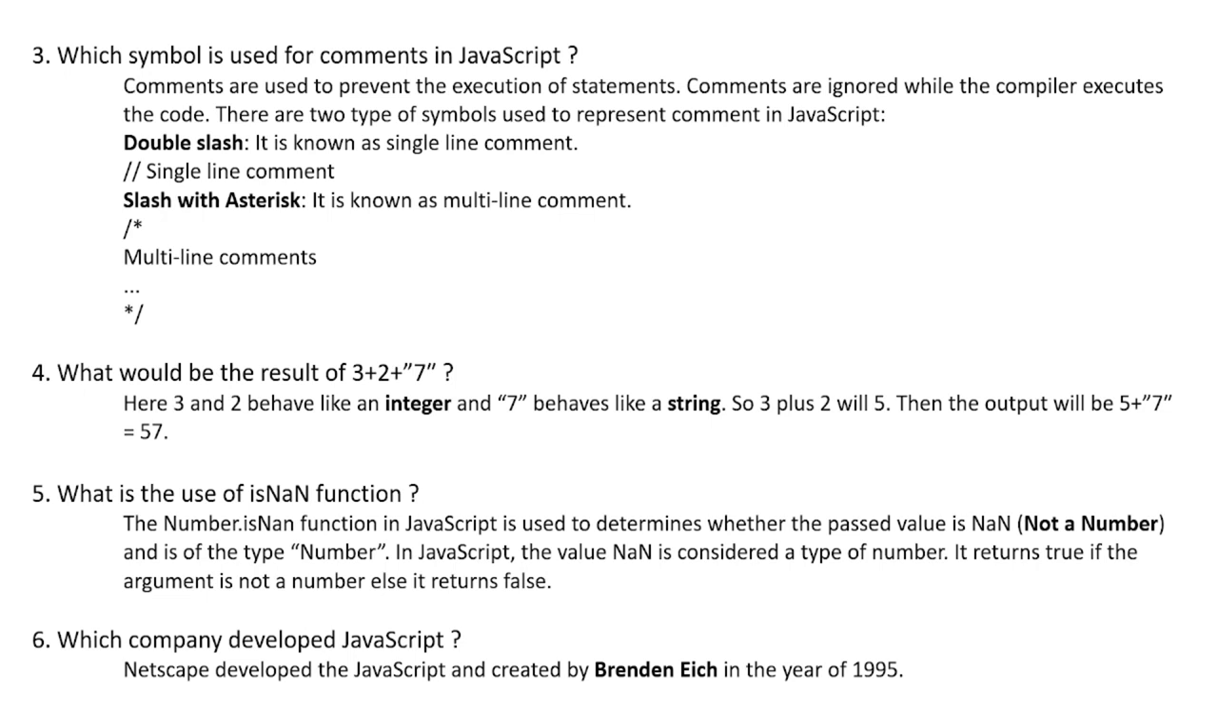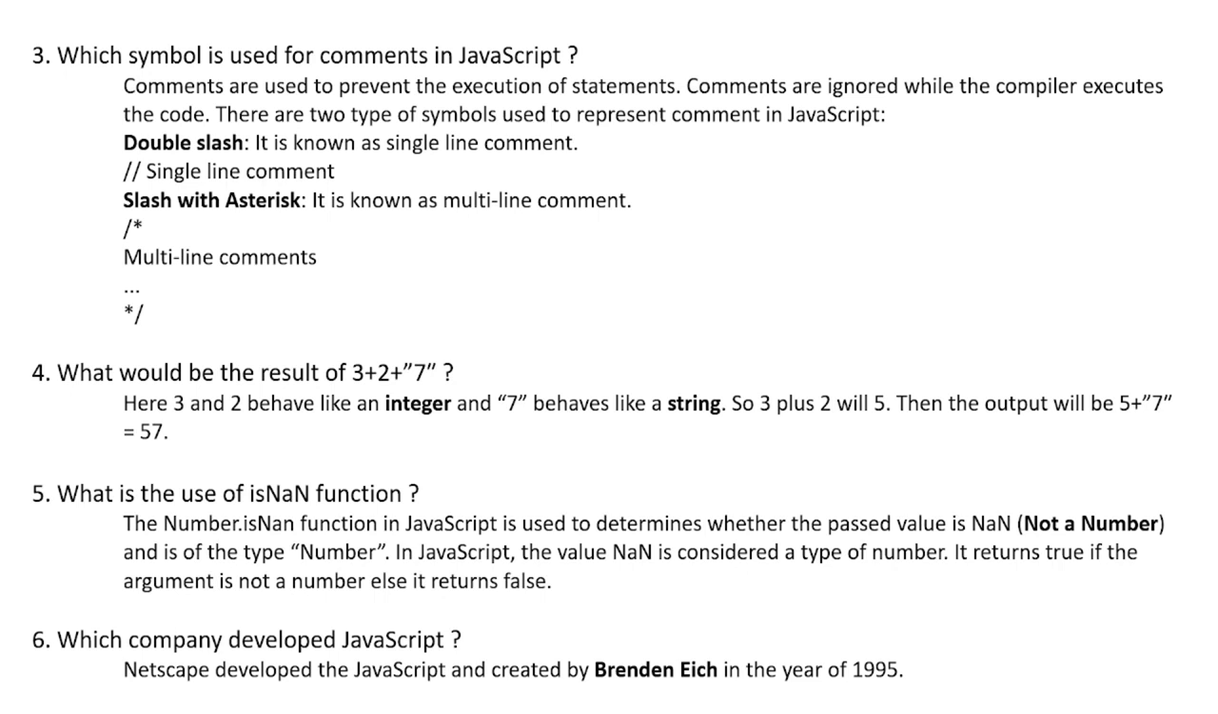Question 4. What would be the result of 3 plus 2 plus 7? Answer. Here 3 and 2 behave like integers and 7 behaves like a string. So 3 plus 2 will be 5. Then the output will be 5 plus 7 equals 57.